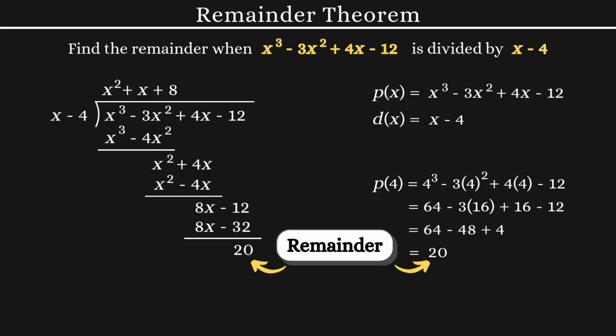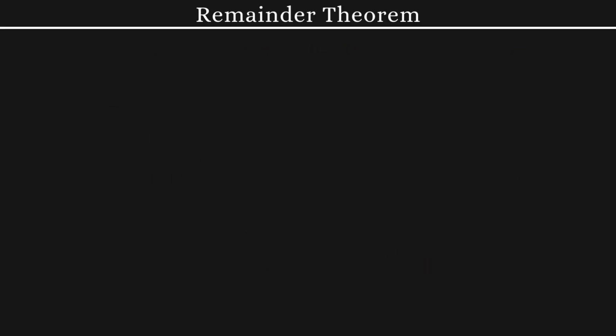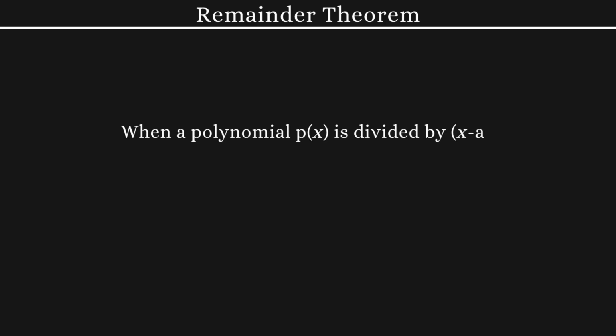Let's quickly revise the theorem. When a polynomial p of x is divided by x minus a, then the remainder will be p of a.